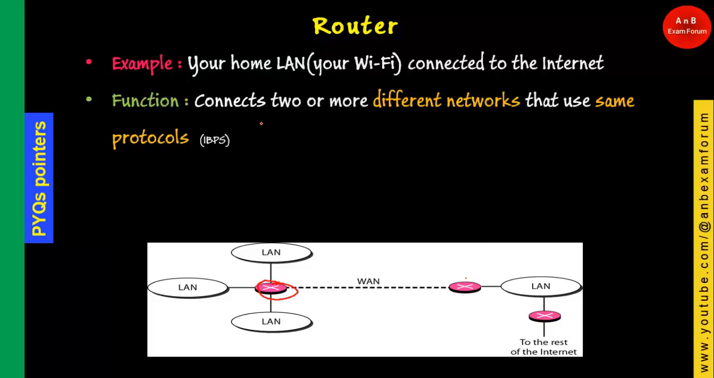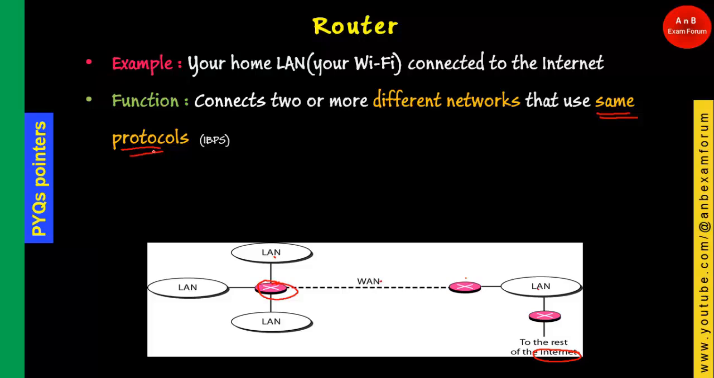It is used to connect two or more different networks. Different network means here it is LAN, here it is WAN, again here it is LAN. And here it is one more network, that is internet. So it is used to connect two or more different networks. That is okay, but the primary important point, it connects those networks which use the same protocol.